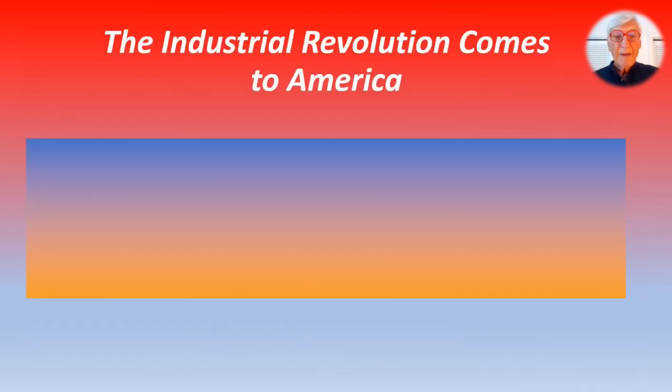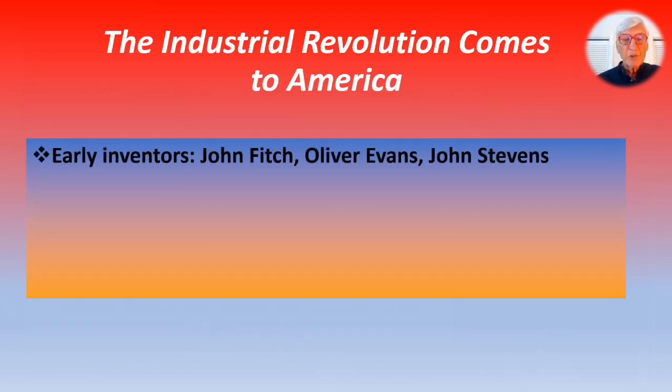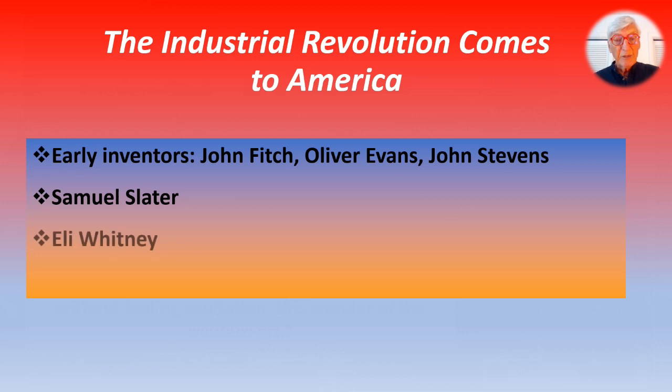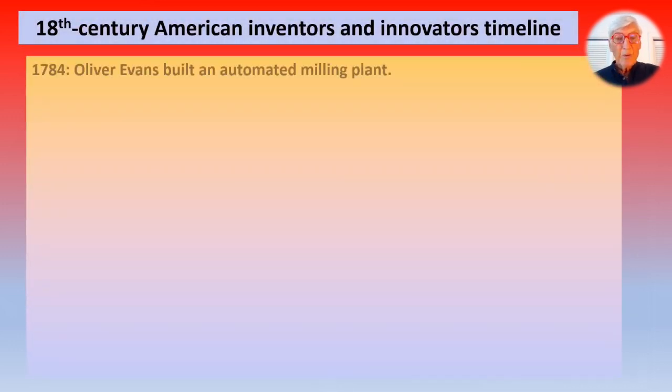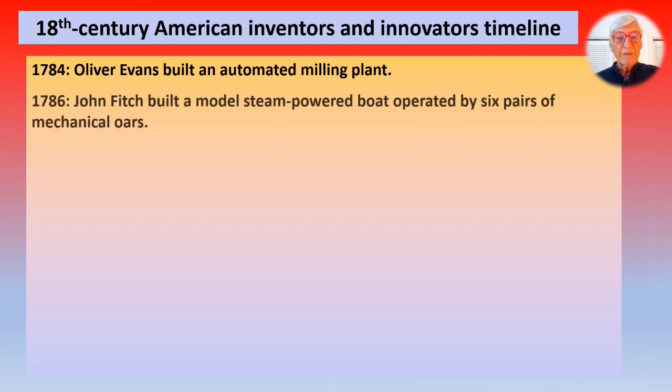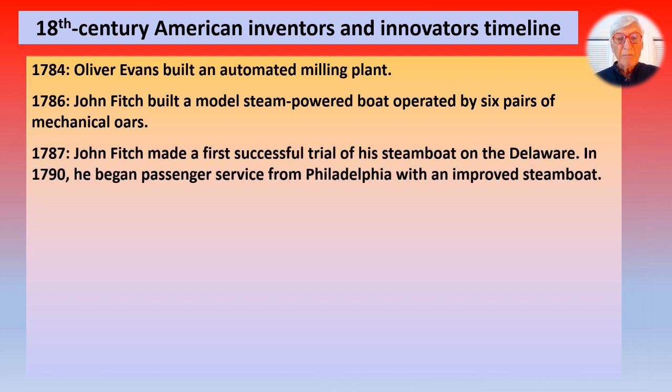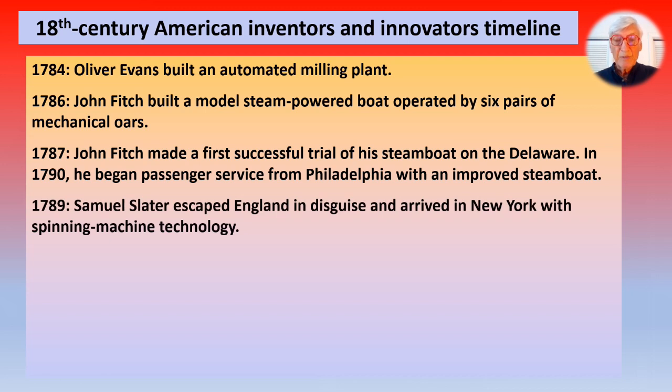So the Industrial Revolution then comes to America too. Early inventors: John Fitch, Oliver Evans, John Stevens, Samuel Slater, Eli Whitney, and John H. Hall. So here's a timeline. 1784, Oliver Evans builds an automated milling plant. 1786, John Fitch builds a model steam-powered boat, and then he makes his first successful trial on the Delaware a year later. In 1790, begins passenger service from Philadelphia with even more improvement.